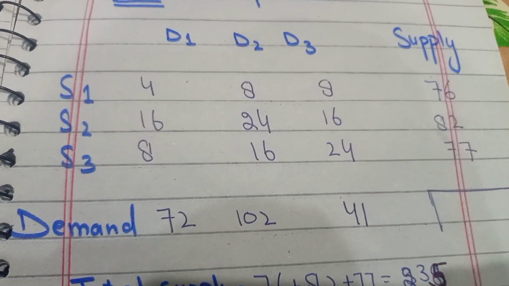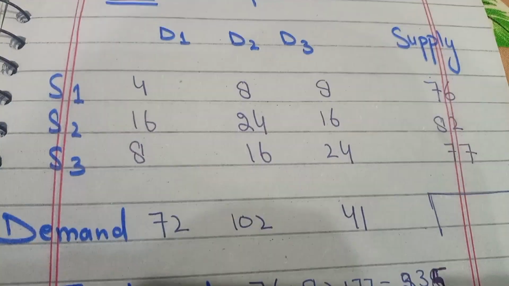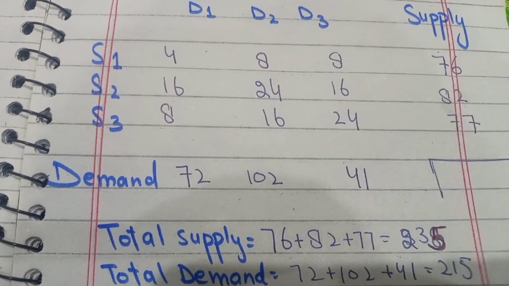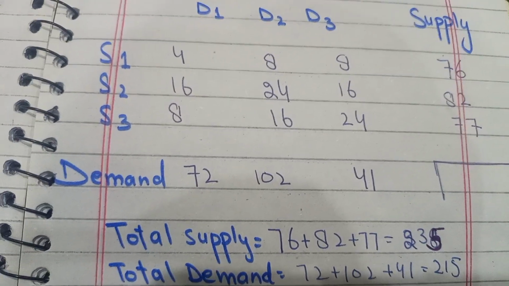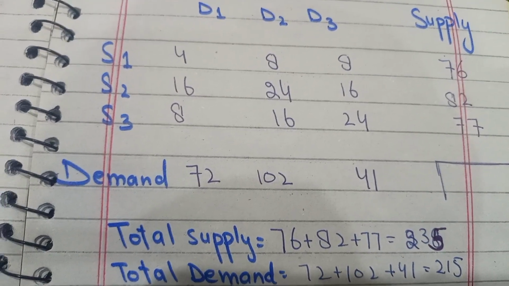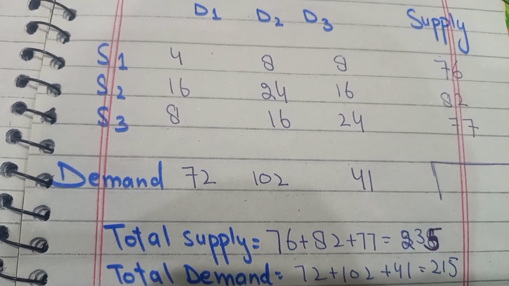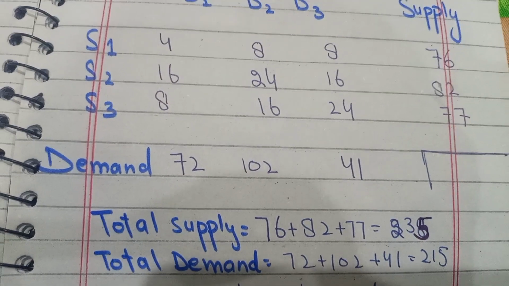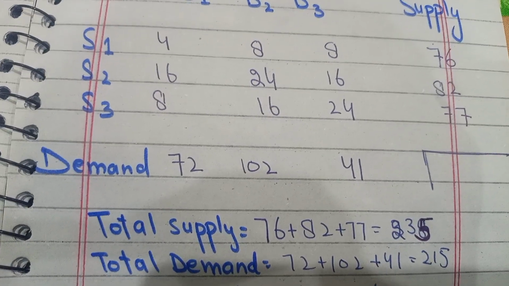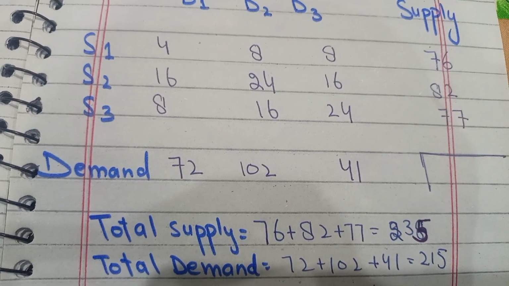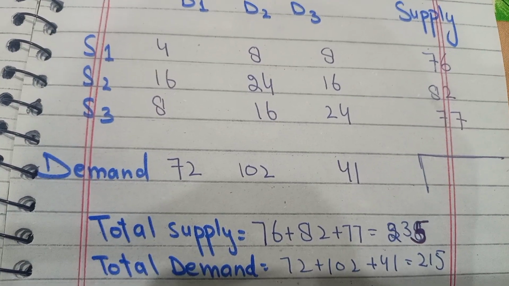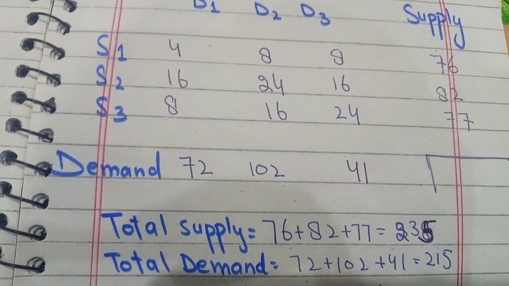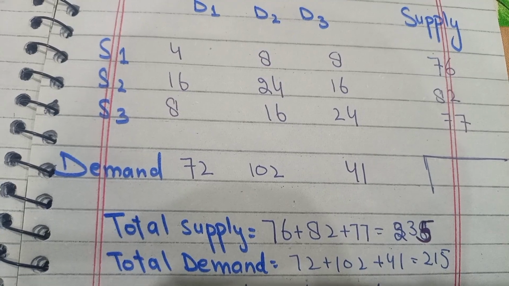Students, in every video we have discussed supply and demand. When the sum of supply becomes equal to the sum of demand, the problem is balanced, otherwise unbalanced. Look at the sum. Total supply is 76 plus 82 plus 77 equals 235. The total demand is 72 plus 102 plus 41 equals 215. There is a difference of 20.